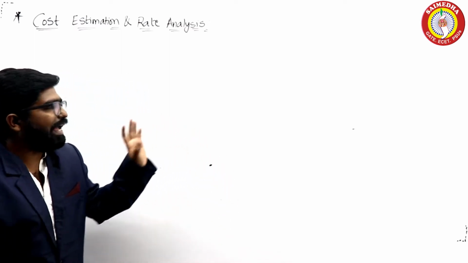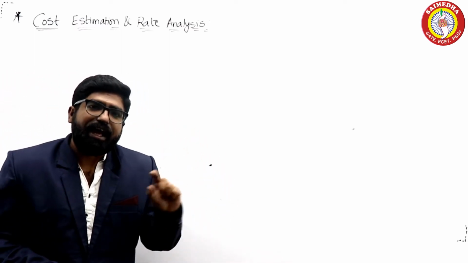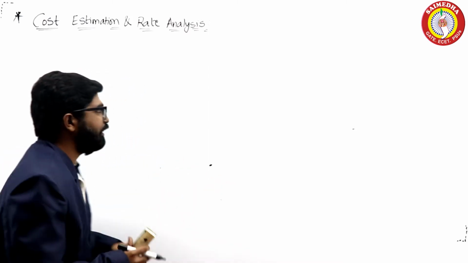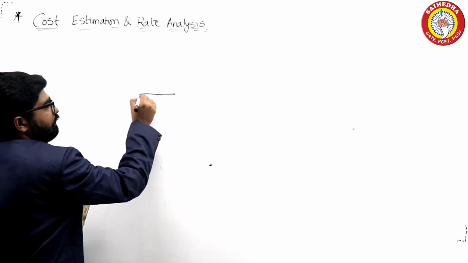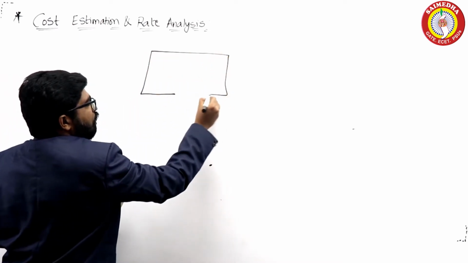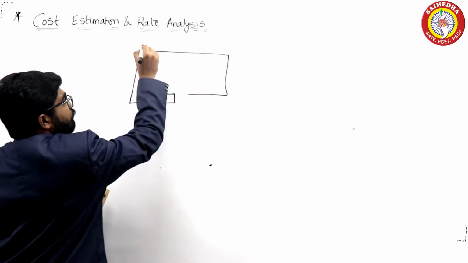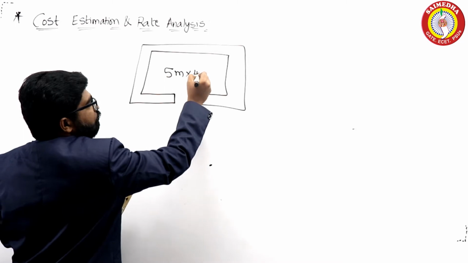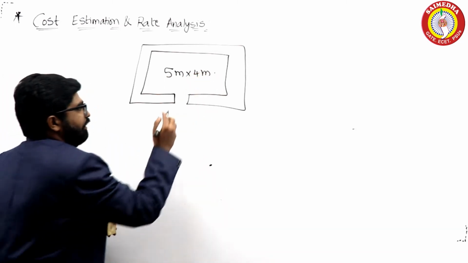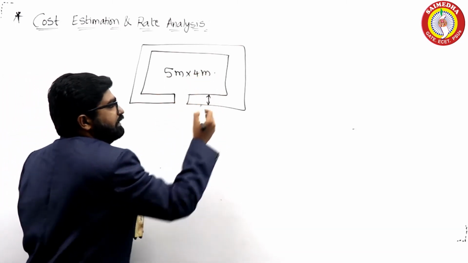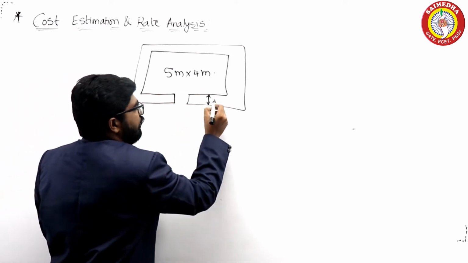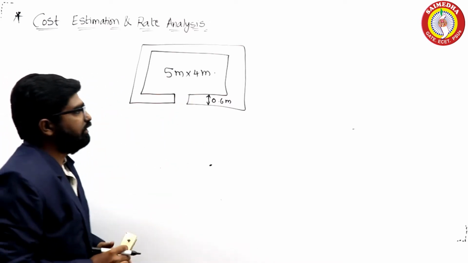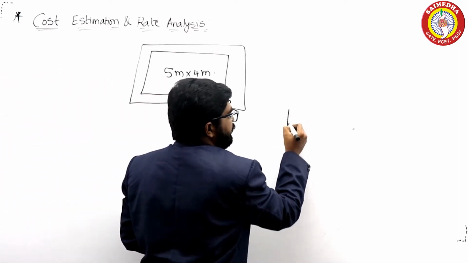Here I am drawing a plan and an elevation to explain the long wall short wall method and the centerline method. This is a rough plan of a room which has a size of 5 meters by 4 meters, and my cross section or thickness, I am assuming as 0.6 meters of brick wall, and I have an elevation here.